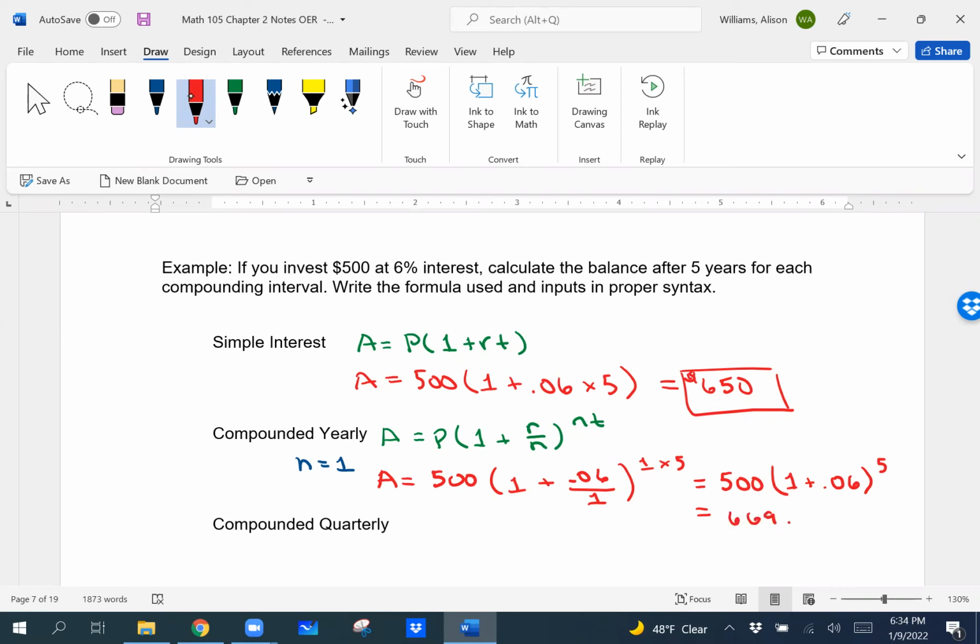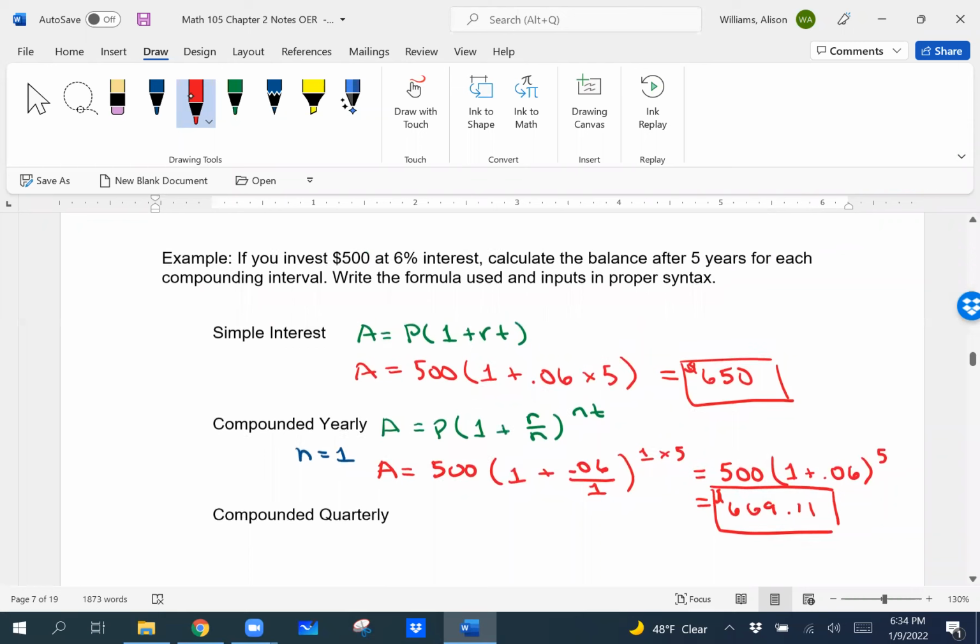So I'm getting 669.1127888 repeating, but I'm just going to round that to $669.11, which is what we got. So again, yay, we're amazing.